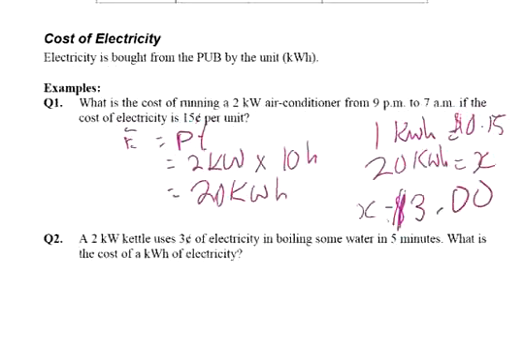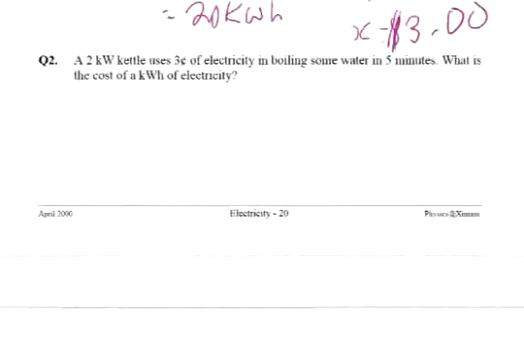Okay, and then question number 2, a 2 kilowatt kettle used 3 cents of electrical energy in boiling some water in 5 minutes. What is the cost of kilowatt hour of electricity? Okay, what is this? What is the cost of kilowatt hour of electricity? Oh, okay, seems like a bit tricky, but I will help you guys.